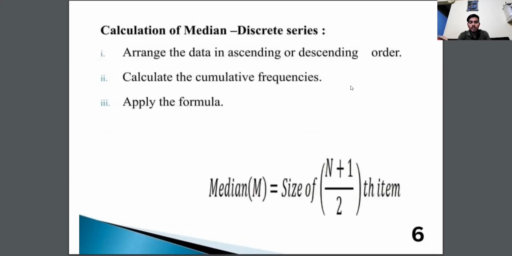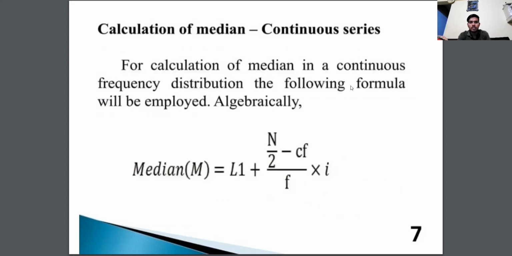Calculation of median in discrete series. First, we arrange the data in ascending or descending order, calculate the cumulative frequency, and apply the formula. That is, median M equals the size of the (n plus 1) upon 2 item. Calculation of median in continuous series. For calculating the median in a continuous frequency distribution, the following formula will be employed algebraically. Median M equals L1 plus (N upon 2 minus CF) upon F into i.